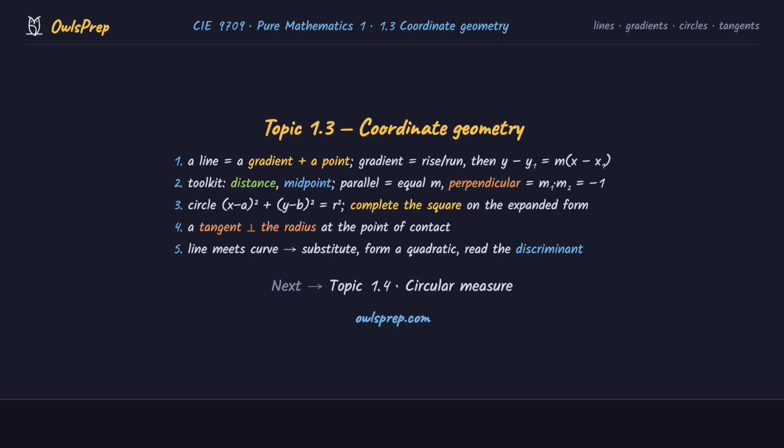4. A tangent is perpendicular to the radius at the point of contact. Find a tangent's gradient from the negative reciprocal of the radius's gradient, and bring in circle properties like the semicircle angle and symmetry. And 5. To see where a line meets a curve, substitute, form a quadratic, and read the discriminant.